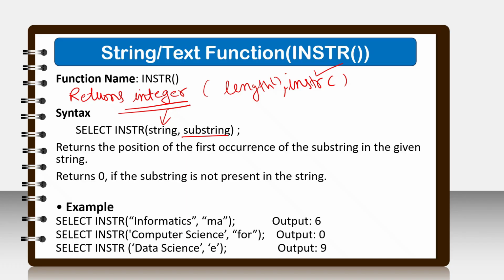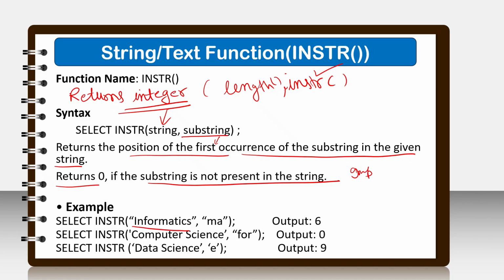So here you can see that we have used this. Now INSTR returns the position of the first occurrence of a substring in a given string. If the same substring is present 2 or 3 times, it just gives the first position of that particular substring. It returns 0 if the substring is not present in the string. This is also important. Example, यहाँ पे we have taken informatics as a parameter. Informatics में MA कौन सी पोजीशन पे आ रहा है? तो this is 1, 2, 3, 4, 5. MA ये 6 पे आया, तो first occurrence क्या हुई इसकी, 6.